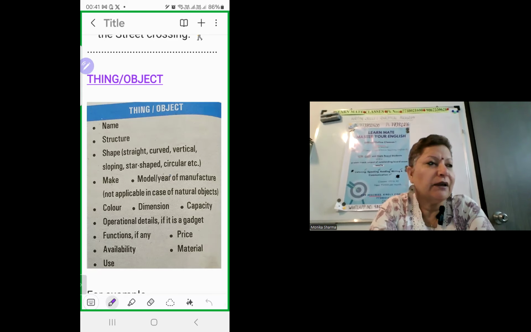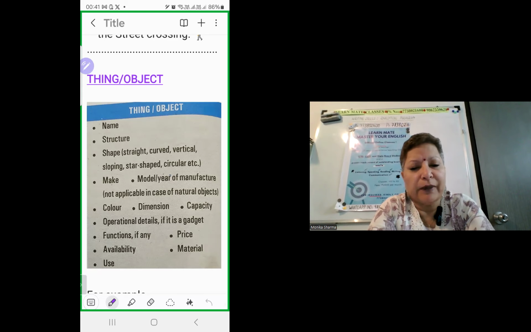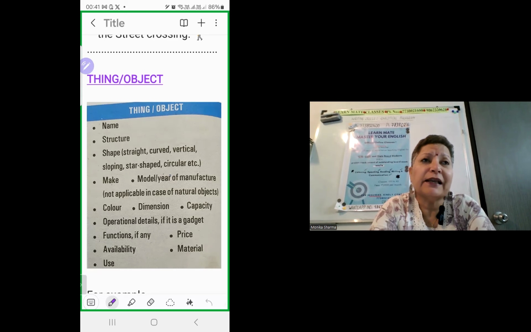So obviously, you cannot be having the model and the year of manufacture of something as natural as water. In that case, you simply have to talk about water, its transparency, its clarity, what it is used for. It is that thing which gives us sustenance in life. And so you have to build up your paragraph on such things.